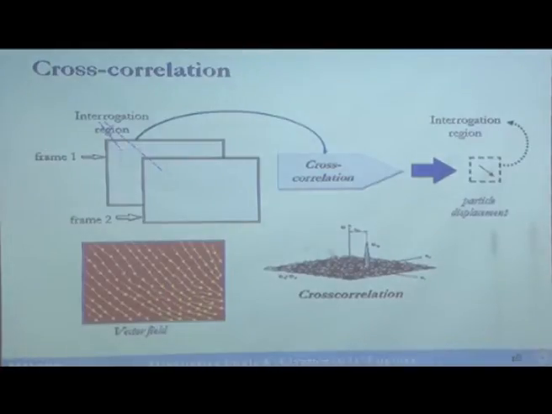So, this is the interrogation region basically in the two images that you capture. You apply the cross correlation method, and this kind of a vector map comes out. This is the final outcome that you get for this particular interrogation region. You have to apply cross correlation methods.